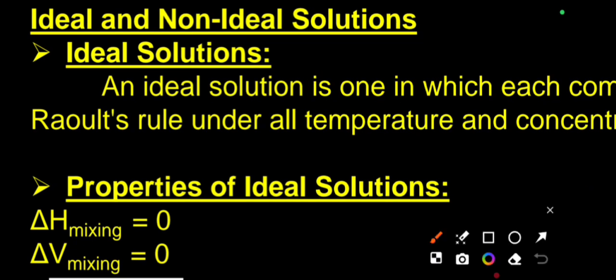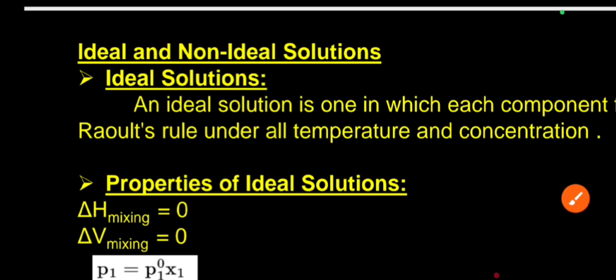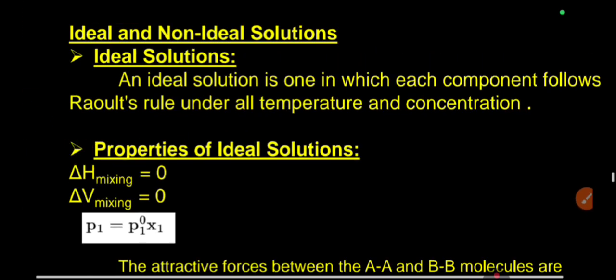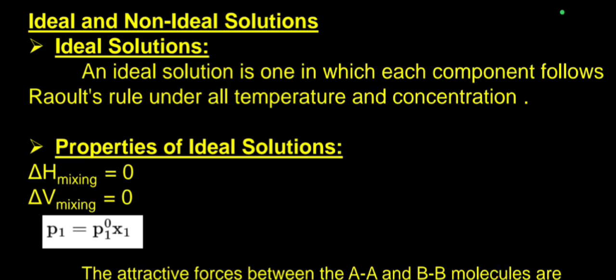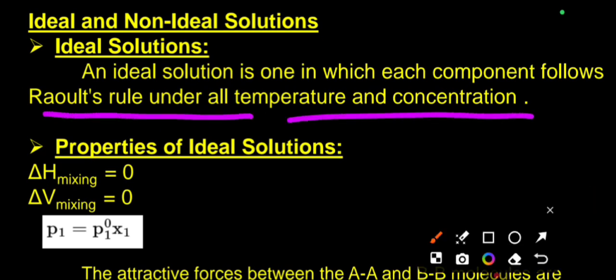So our next topic is ideal solution and non-ideal solution. Okay, we have done Raoult's law. So what is ideal solution? It is the solution which can obey Raoult's law. It will obey Raoult's law under all conditions of temperature and concentration. Whatever the temperature or concentration you are taking, if it follows Raoult's law, then it is called an ideal solution.